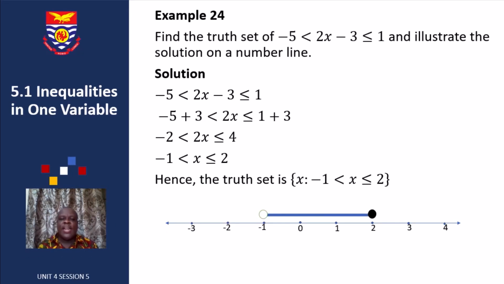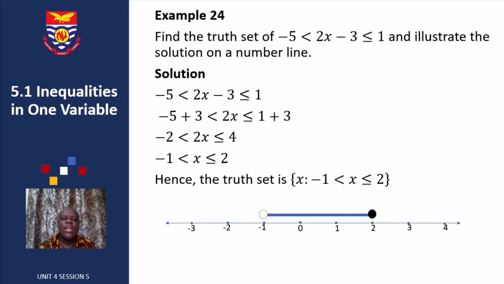Now that we have learned how to graph the inequalities, we will solve questions and illustrate the answer on the number line. Find the truth set of -5 less than 2x minus 3 less than or equal to 1 and illustrate the solution on a number line. So let's do the solution. We consider the inequality. It's a double inequality. So in the middle, we have 2x minus 3. The first thing we will do is to move the 3, which has no variable attached to it, to both sides of the inequality. We'll move it to the left and to the right.